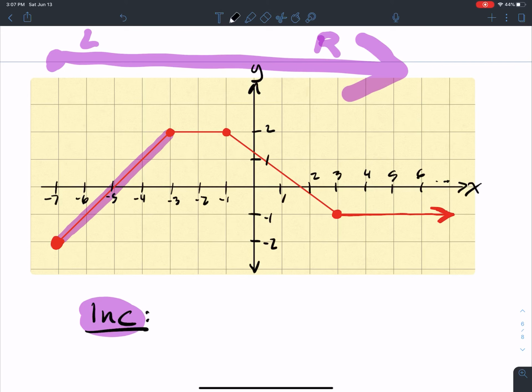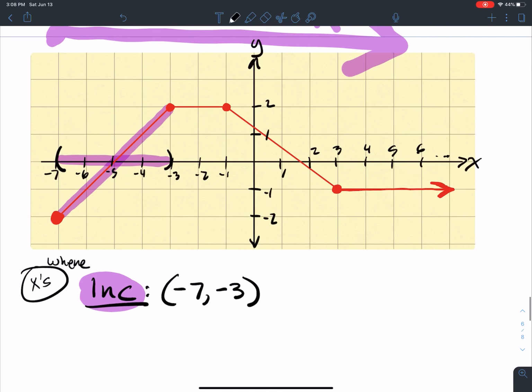So what is that? Well, I ask, on what x values, right? I'm looking for the increasing interval, and those are my x's, okay? That's the where, all right? So where does it go from? It goes from -7 to -3 is where I'm increasing. Those are my increasing intervals. So from -7 to -3, that's where I increase.